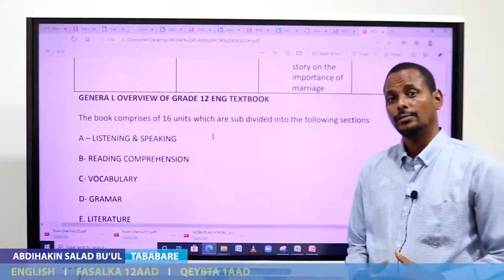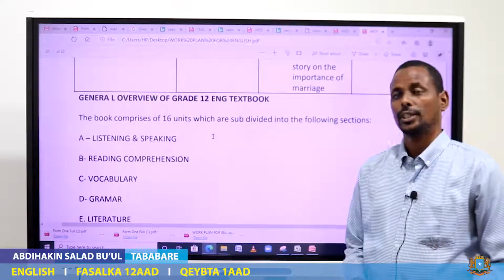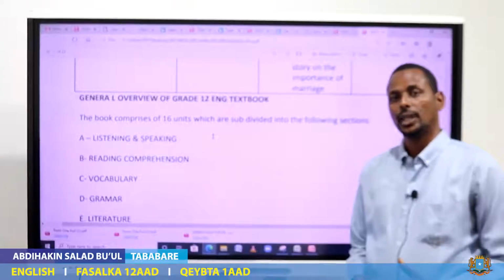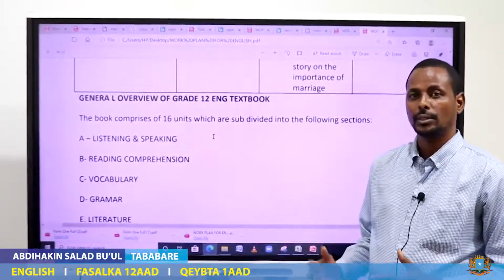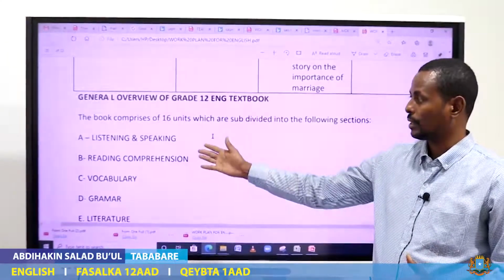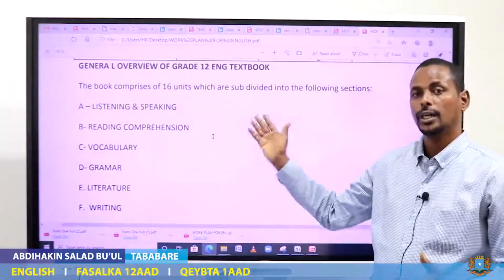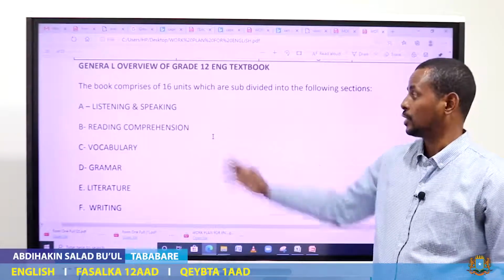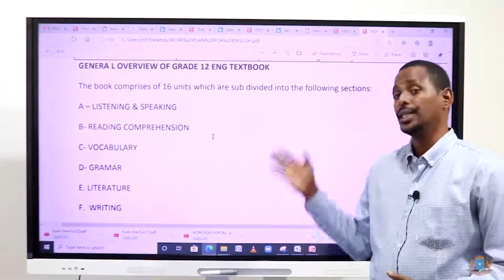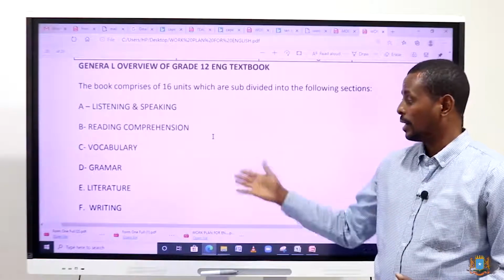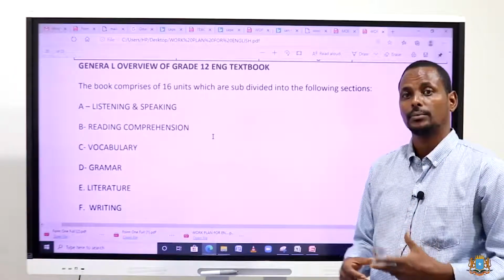Okay, fellow teachers, as we have seen before, the English language textbook comprises of segments A, B, C, D, E, F. A, listening and speaking, reading comprehension. C, vocabulary. D, grammar. E, literature, aspect of oral literature, sometimes riddles, sometimes proverbs, sometimes tongue twisters.